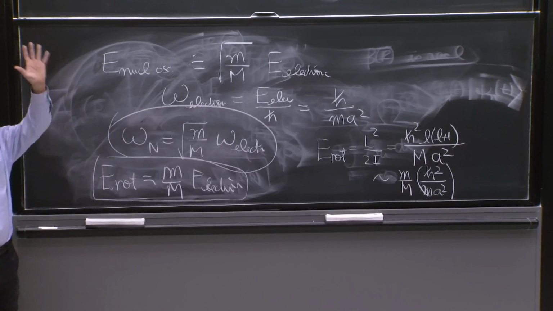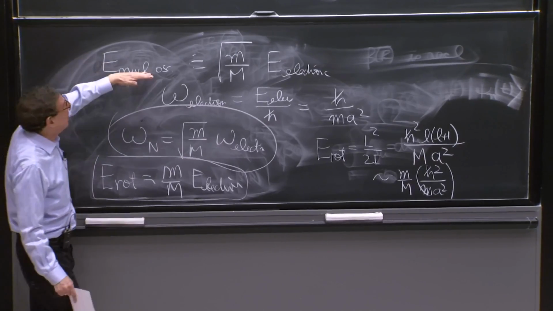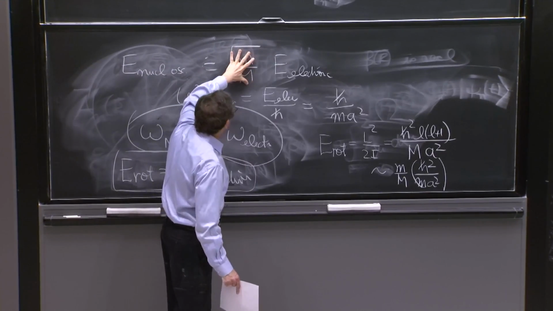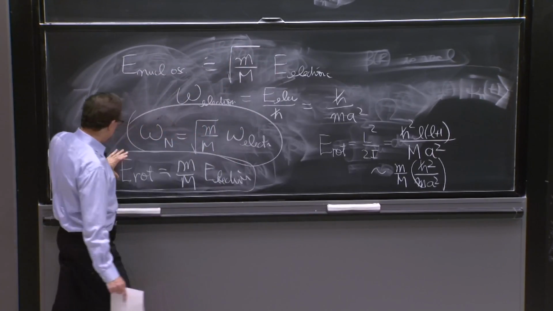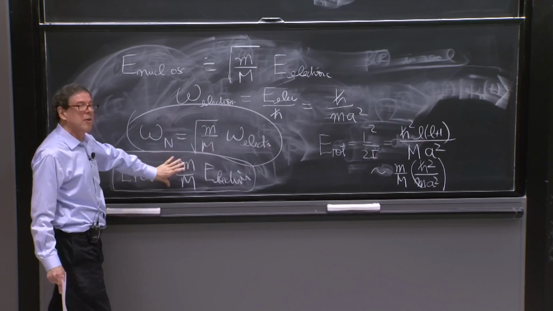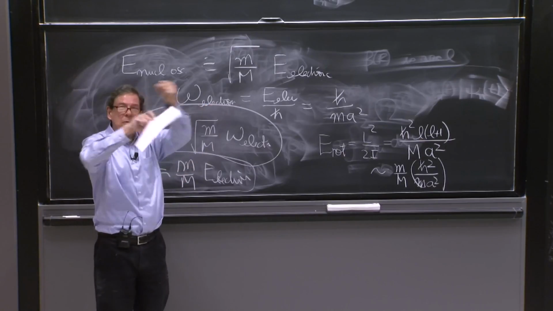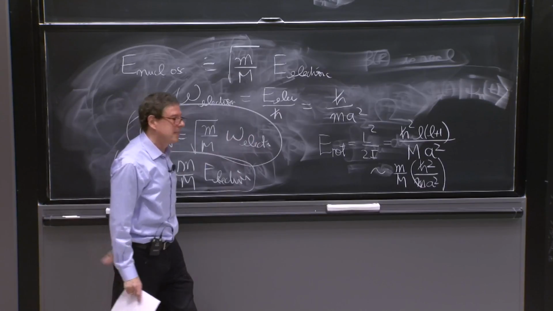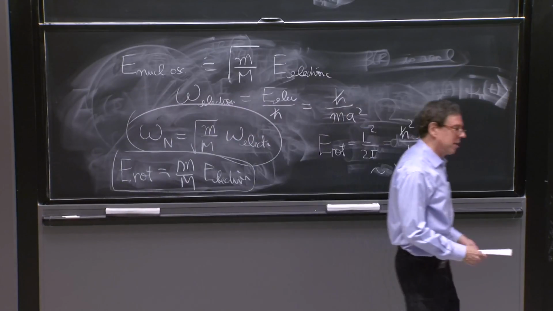So you have the electronic energies, the nuclear energies of oscillation, which go like a square root, and then finally the smallest of them are the rotation, in which the molecule rotates like a solid object. We'll continue this next time and calculate a few more things on molecules.